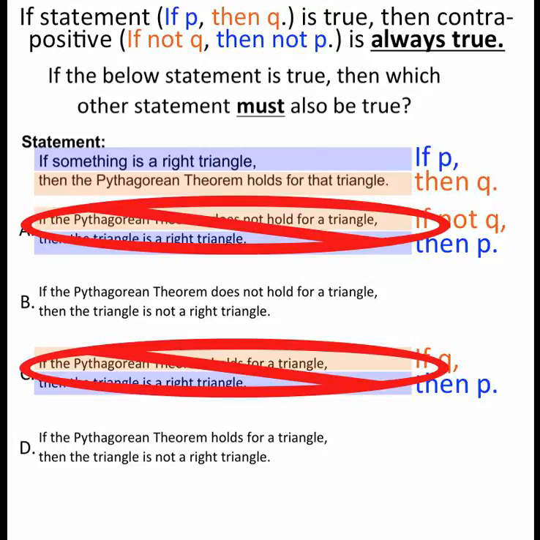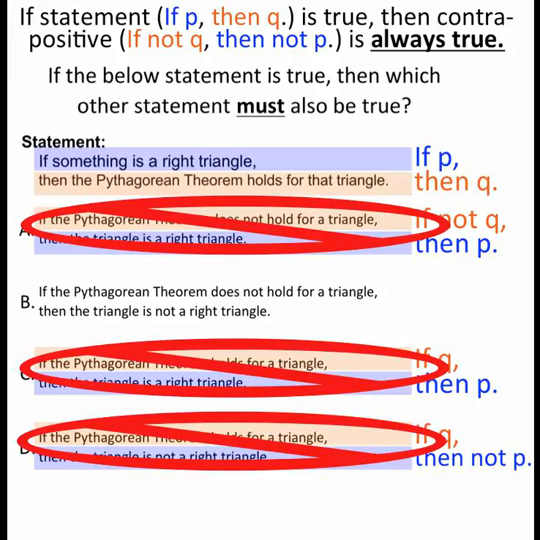not right either. If the Pythagorean theorem holds for a triangle, if Q, then the triangle is not a right triangle, then not P. So again, it's not if not Q, it's just if Q, so the answer is no. But now let's look at B.